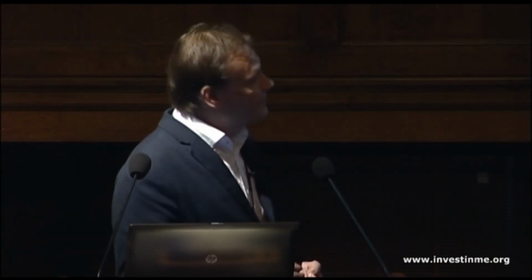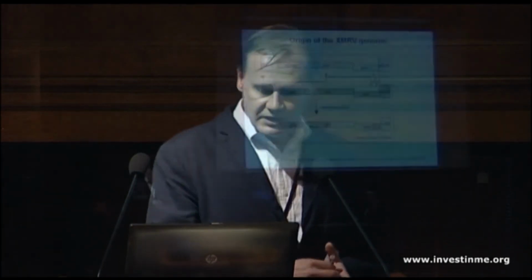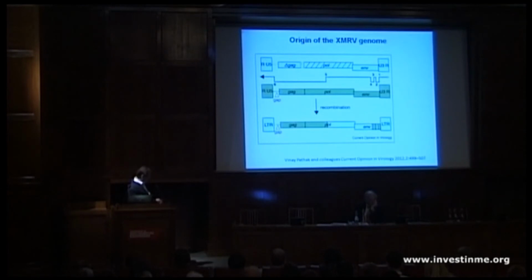So the bottom line is that not only did the virus infect the cell line at that time, but it was also generated at that time, because he could show that XMRV was not in the mouse prior to this experiment being done. He could only find the parental viruses.